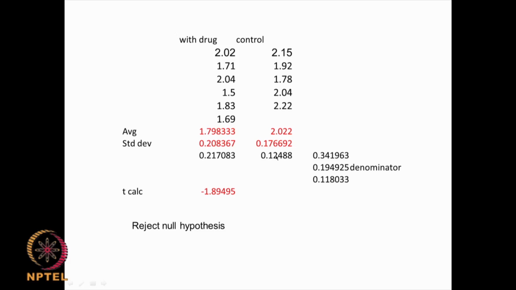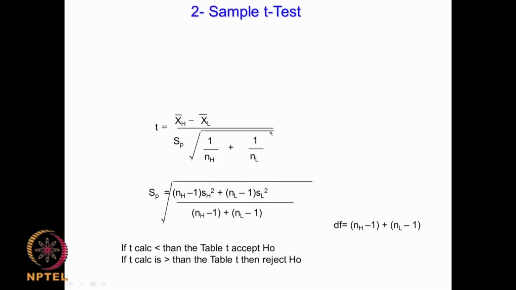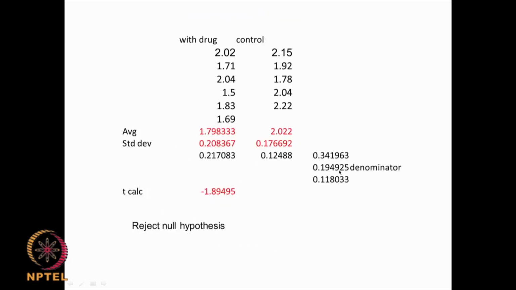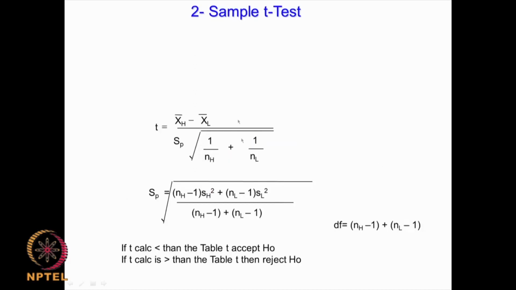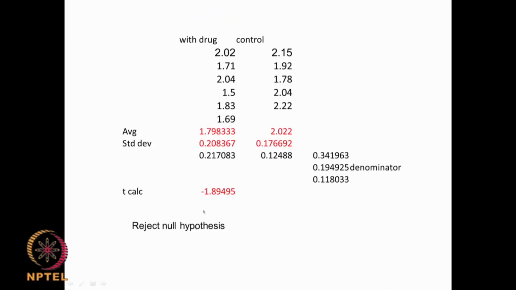So, I am squaring this and then I am adding this. Okay. I am squaring this and I am adding this, and then from there I calculate the t using this formula. The denominator is square root of 1 by 6 plus 1 by 5. So I calculate this, so from there I can calculate the t calculated. So it comes out to be minus 1.89.